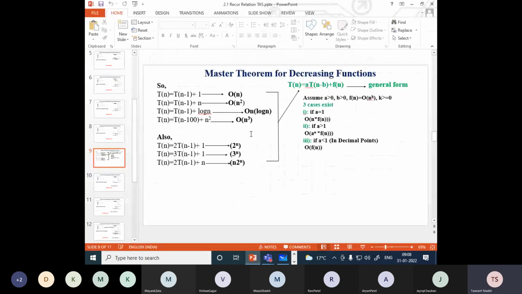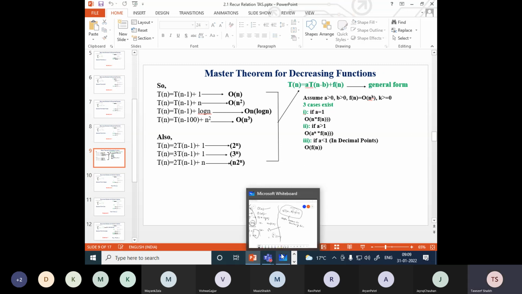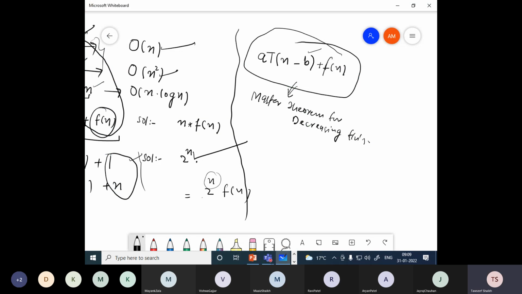And if you see here, this is the general representation. I have taken T of n equal to a T of n minus b plus f of n. And all those equations which we solved on the left hand side can be represented by this one equation. Now, to solve this general form of equation, this Master's theorem for decreasing functions, there can exist three different cases.